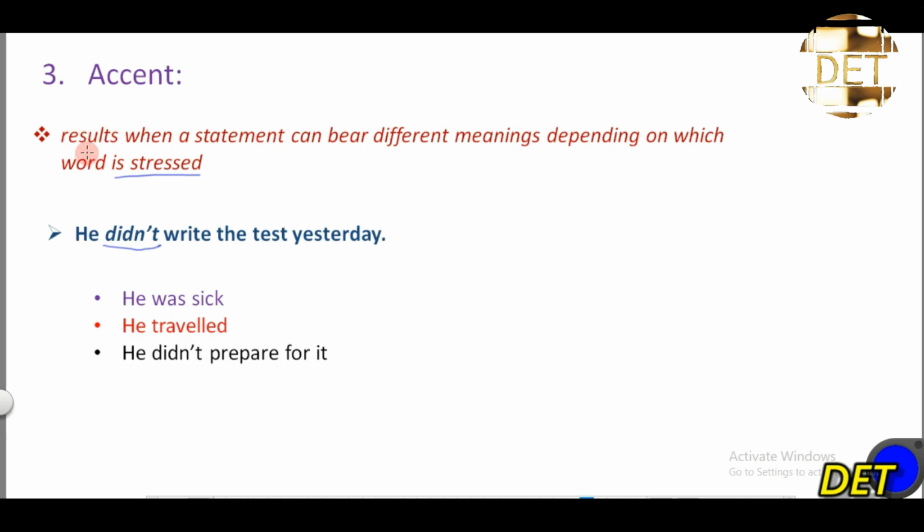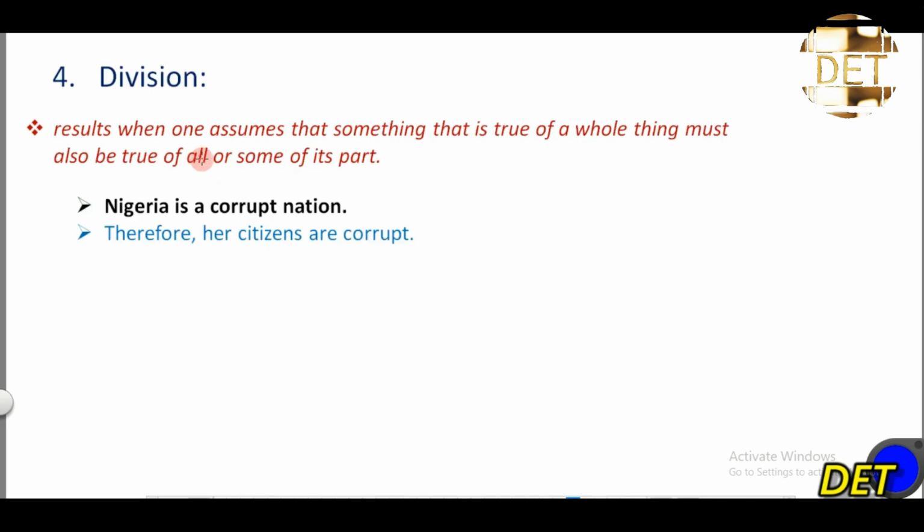So the fallacy of accent is a type of logical fallacy which results when a statement can bear different meanings depending on which word is stressed. An example: he didn't write the test yesterday. It may be that he didn't write the test because he was sick. It may be because he traveled. It may be because he didn't prepare for it. So all these are the fallacy of what? Of accent, right?